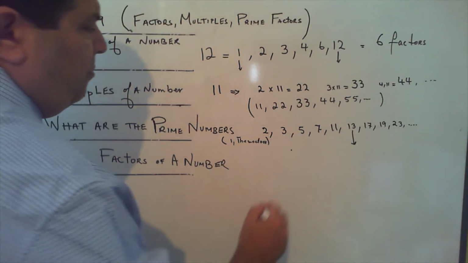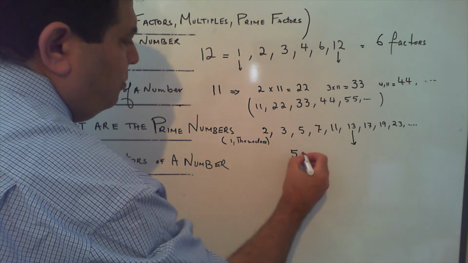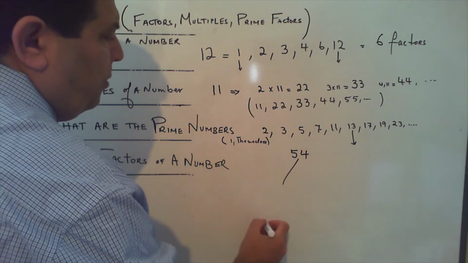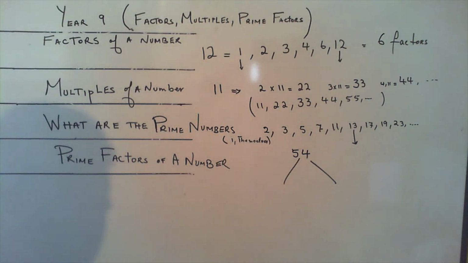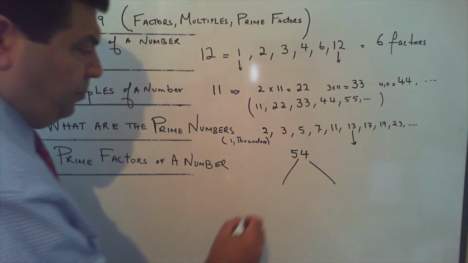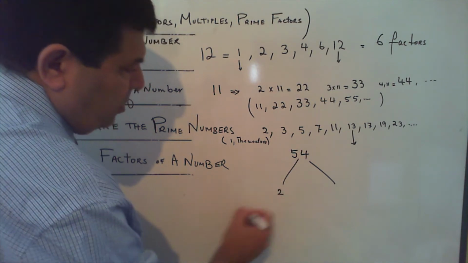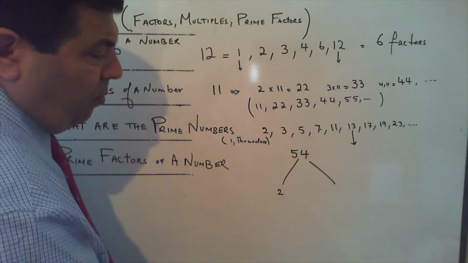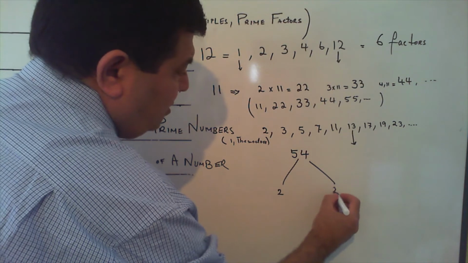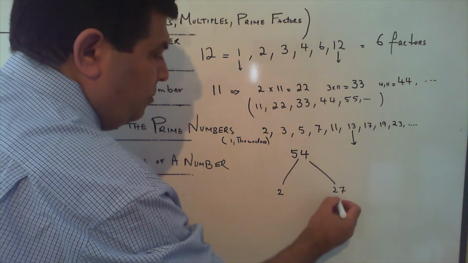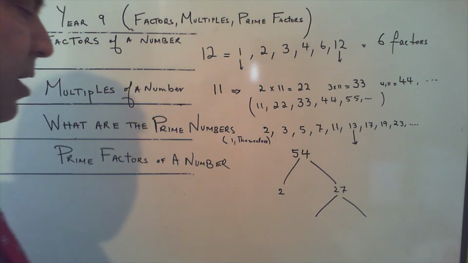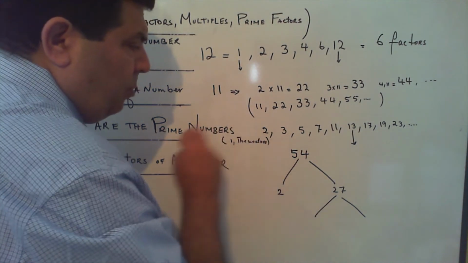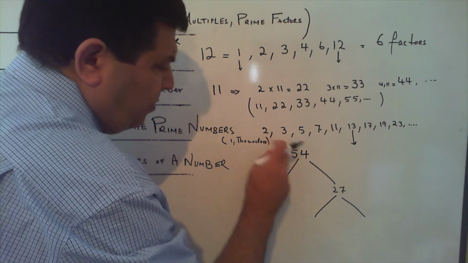How about number 54? I'll do my 3. Shall I go with the first one? Can I divide number 54 by 2? Yes, I can. If I divide 54 by 2, I'm going to get 27, right? Then I'm going to start with number 27 now. Can I divide 27 by 2? No, but I can divide it by 3. I'll go to the next one up, 3.